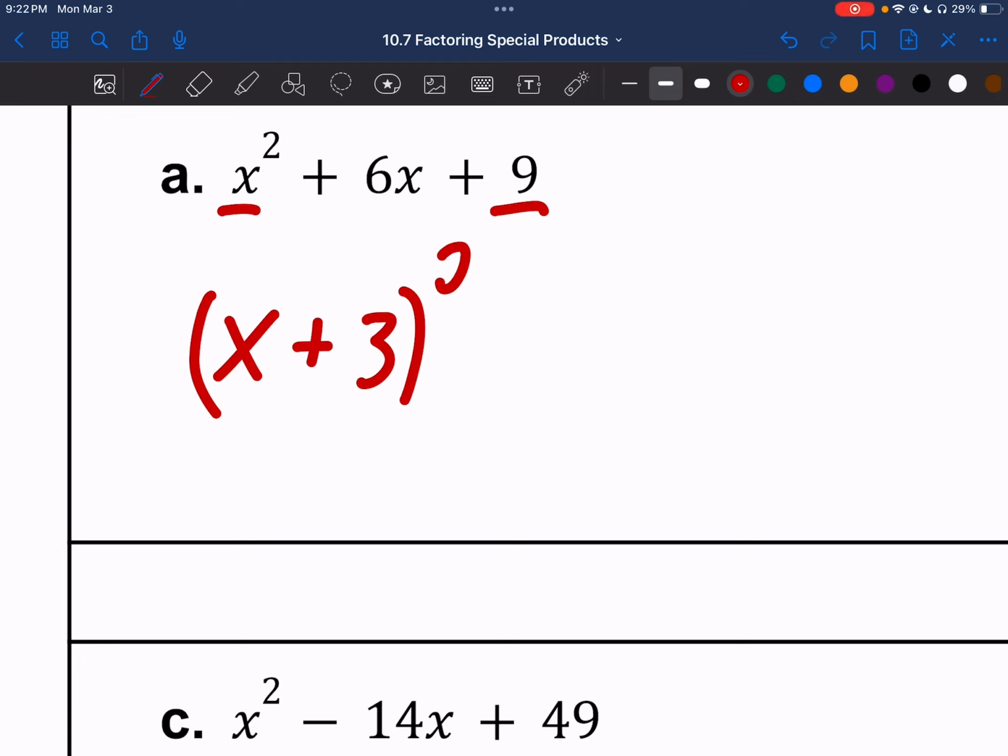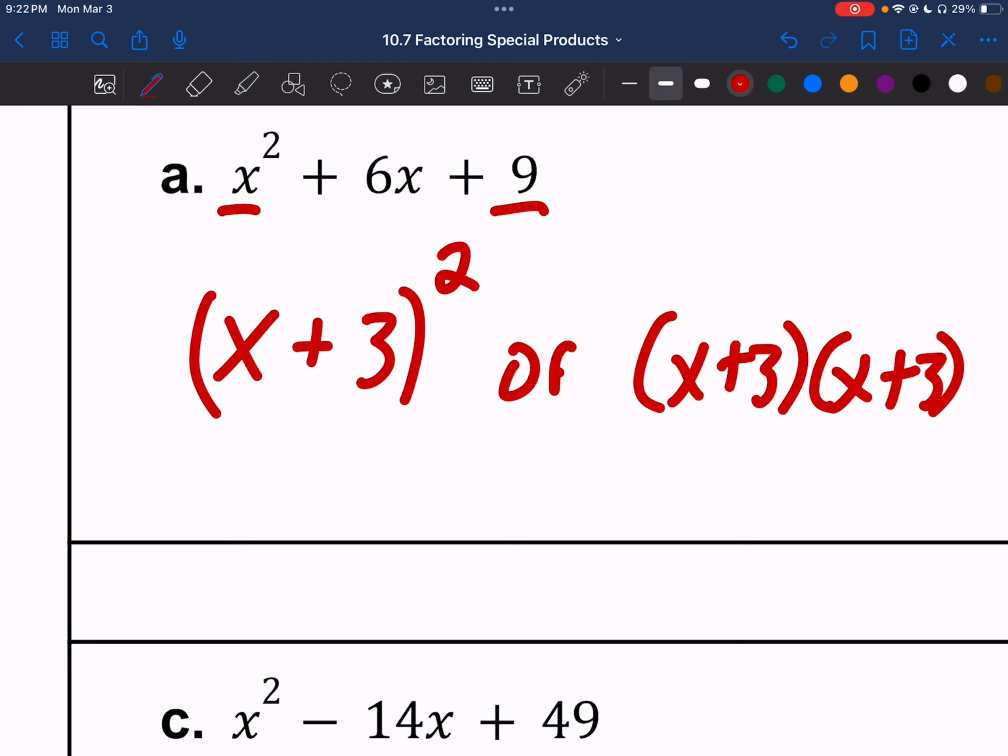So it's x plus 3, the quantity squared. Or if you want to write it as x plus 3 times x plus 3, I would accept that as well.